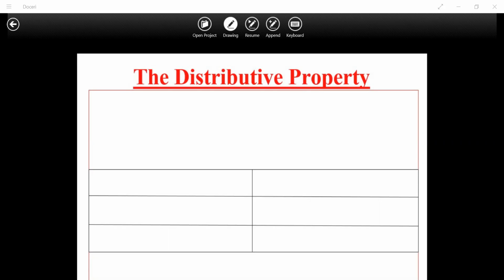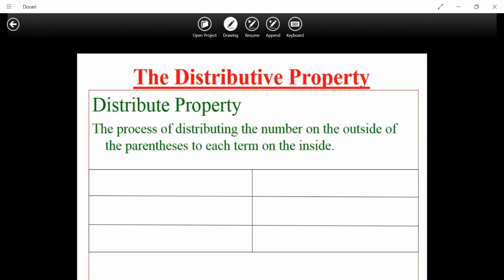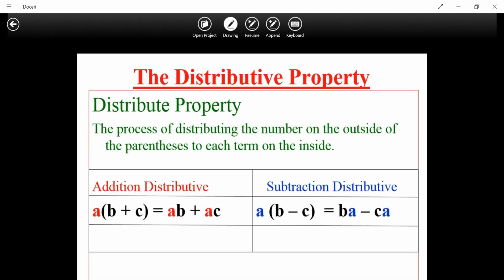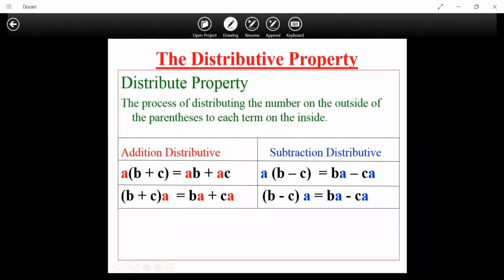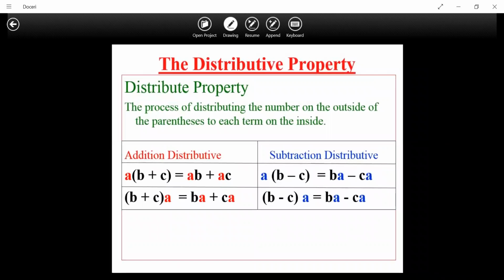With that being said, up here we have the distributive property, we have the definition that we're using, and we have how we're going to see it in the problems. So this is how we're going to look at it when going over this. This gives you just the definition of how to use them. A, B, and C are just numbers or variables. You guys have done this a lot already.